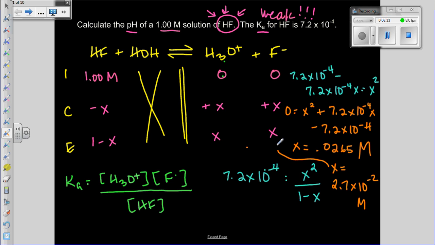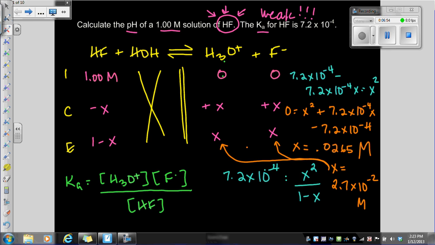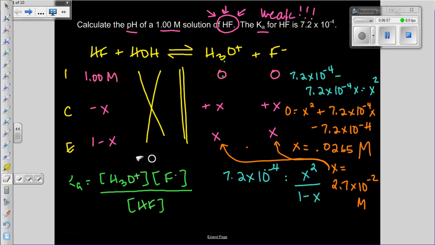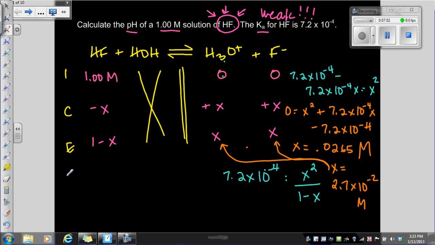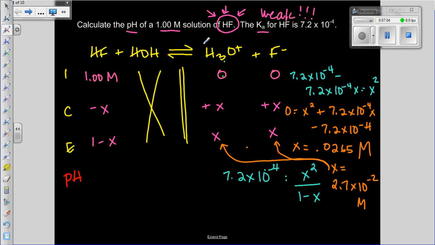Now that X is for fluoride concentration and hydronium ion concentration. I could also do 1 minus that to get the concentration of hydrogen fluoride at equilibrium, but I don't need to do that right now. So now what I want to do is calculate pH. To do that, let me get rid of my Ka, my equilibrium expression. So now I have the hydronium ion concentration of this weak acid.